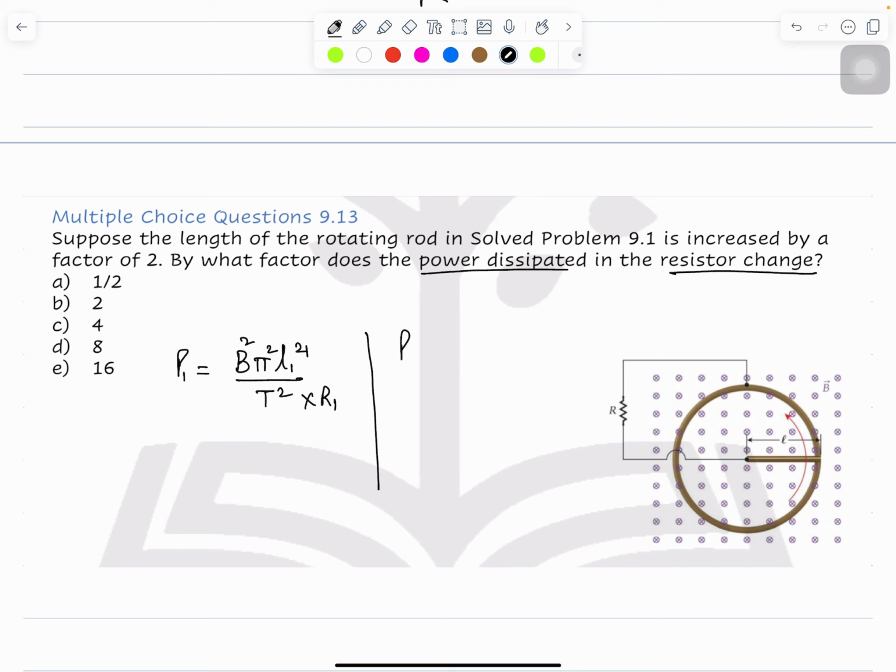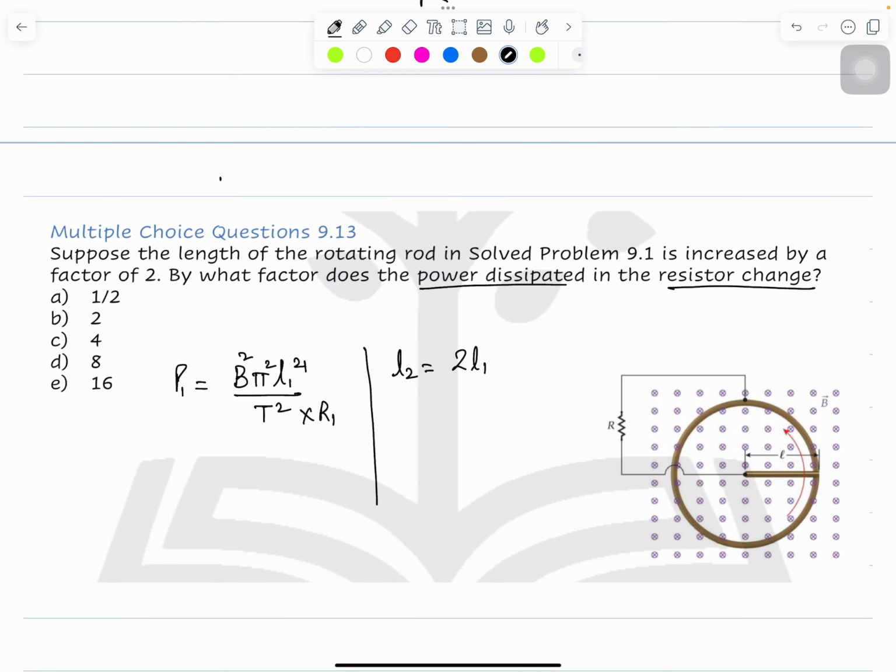Power 2, what did he say? L is increased by a factor of 2. It will become 2L. Yes or no? So your L2 is equal to 2 times L1. Place in the formula. Power 2 equals B square pi square, 2L1 power 4 divided by T square R. Okay, till here do you understand? Yes or no?